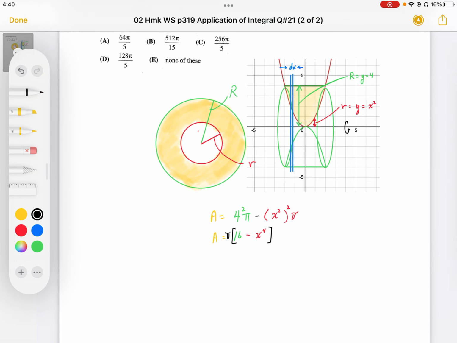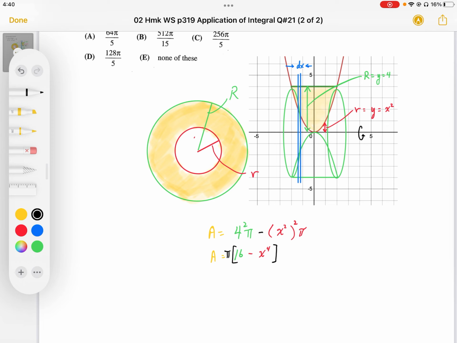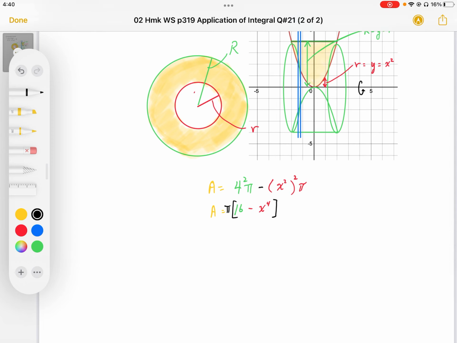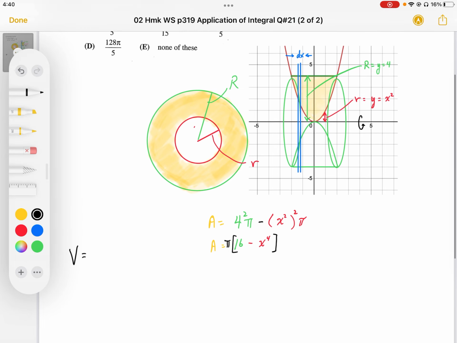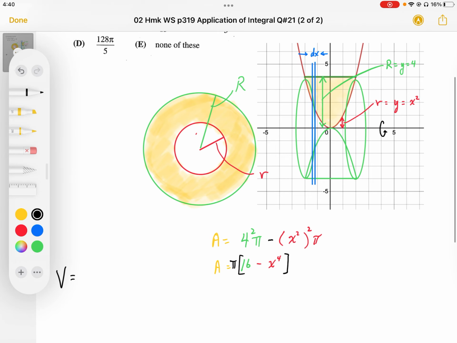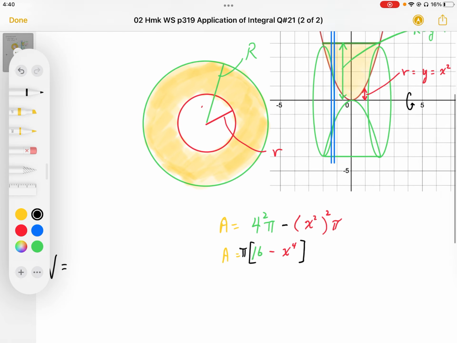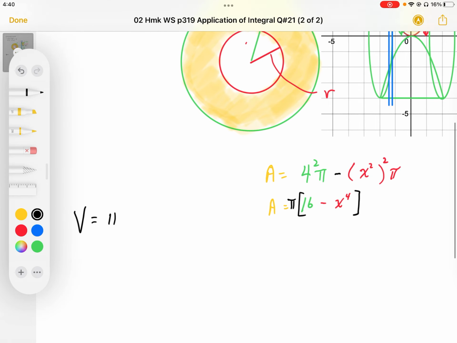So once we have the cross-sectional area, I can now calculate volume. I'm going to calculate my volume by giving that area some width or some thickness, and that thickness is going to be dx. And because the area is calculated using x, it's consistent with my dx, so I don't have to mess around with my equations. So my volume is going to look like this. Pi r squared minus pi r squared is going to be 16 minus x to the power 4. And then I'm going to give that some thickness dx.